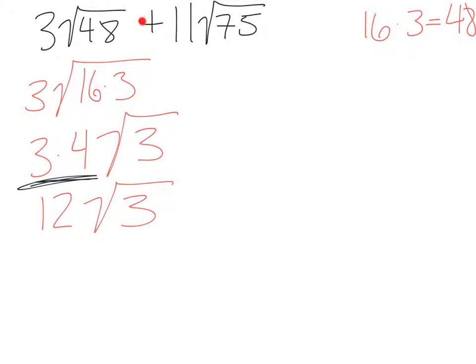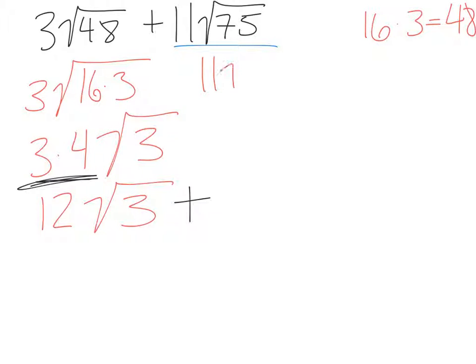Okay, now I'm just going to bring this plus sign down so that I don't forget about it. Alright, now I'm going to do this side. 11 square root of 75. Okay, so I'm trying to find the largest perfect square that can go into 75. And the largest perfect square that can go into 75 is 25. I can take 75 divided by 4, 75 divided by 9, go through my list until I get to 25.